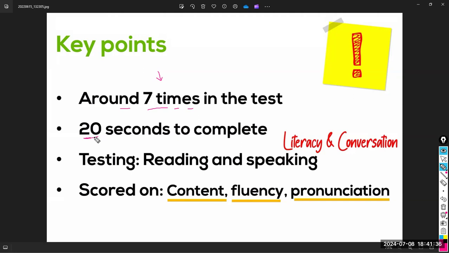In every statement you are going to say loudly, you have only, as I told you, 20 seconds to say the sentence. Now, you have to be careful about the literacy and conversation. Absolutely, we are going to discuss that. The things you have to be careful about just for getting a good score are content, fluency, and pronunciation. Absolutely, pronunciation is really important.